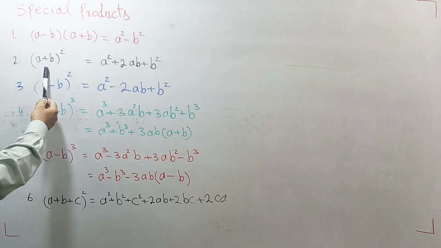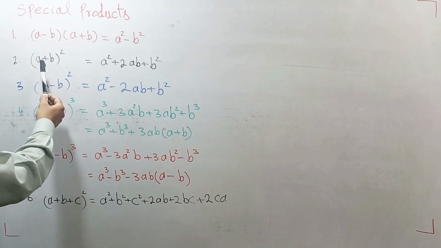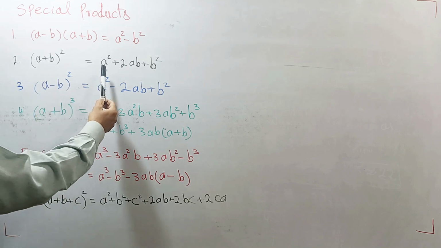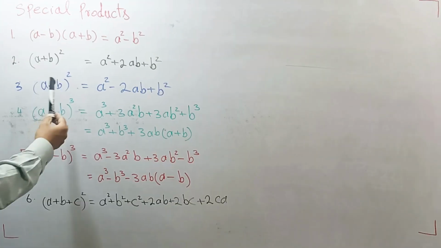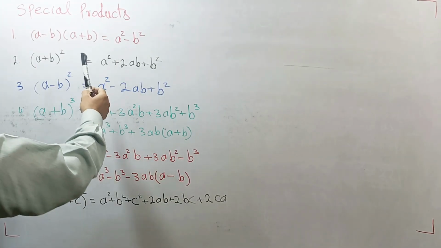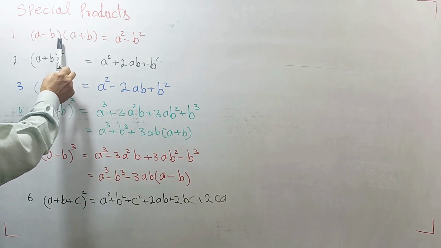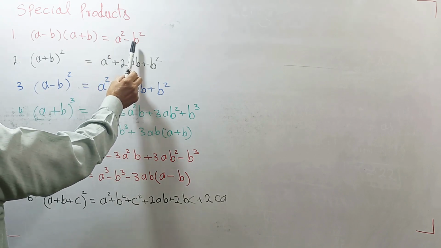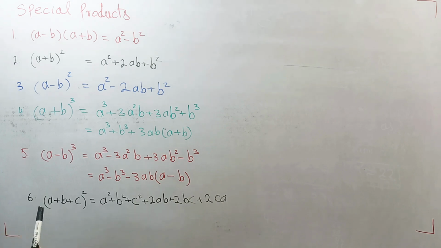Number 2, (a + b)². When we multiply a + b with itself, we get a² + 2ab + b². These formulae are used in both directions. Sometimes we are given this expression and we write it after simplification as a² − b². It is called the difference of squares.